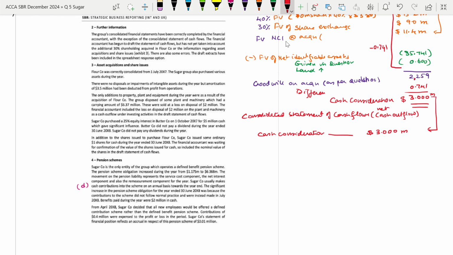Now, what is the balance? Cash and cash equivalents are how much? 1.234. Is it right? What is the difference? 3 minus 1.234. 1.766 million. Is it right? This is the net cash outflow. Is it right? This is the net cash outflow.